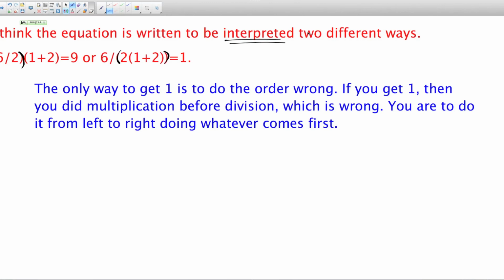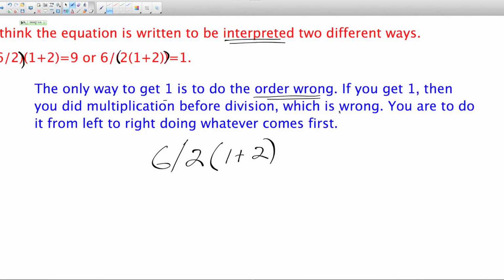I hate to use that phrase, it is what it is, but the problem was given as this: 6 divided by 2 times the quantity 1 plus 2. By adding parentheses, you can change the order and change the meaning of the problem. You don't add parentheses. These problems are not to be interpreted. You follow the order of operations as it's given. As I replied to him, the only way to get 1 is to do the order wrong.